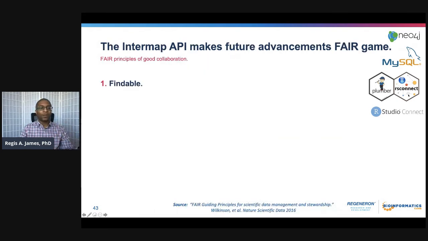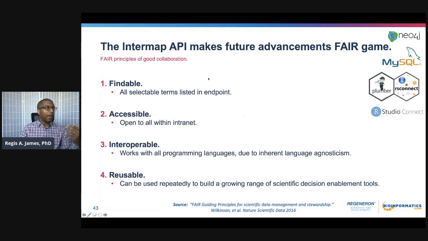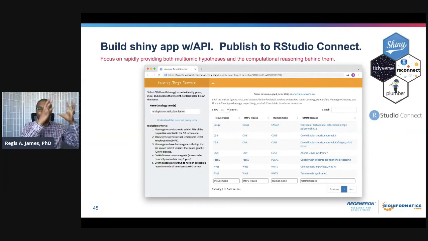And so APIs also allow for FAIR principles of good collaboration. So FAIR principles mean findable, accessible, interoperable, and reusable. In a nutshell, it facilitates great collaboration and the expansion of tools so that additional questions can be asked as well. So to talk about the interface now, the graph database stores the data. The API accesses the data, and now the Shiny app accesses the API. And so that's exactly what this is. And it allows for the focus on rapidly providing both multiomic hypotheses and the computational reasoning behind them.